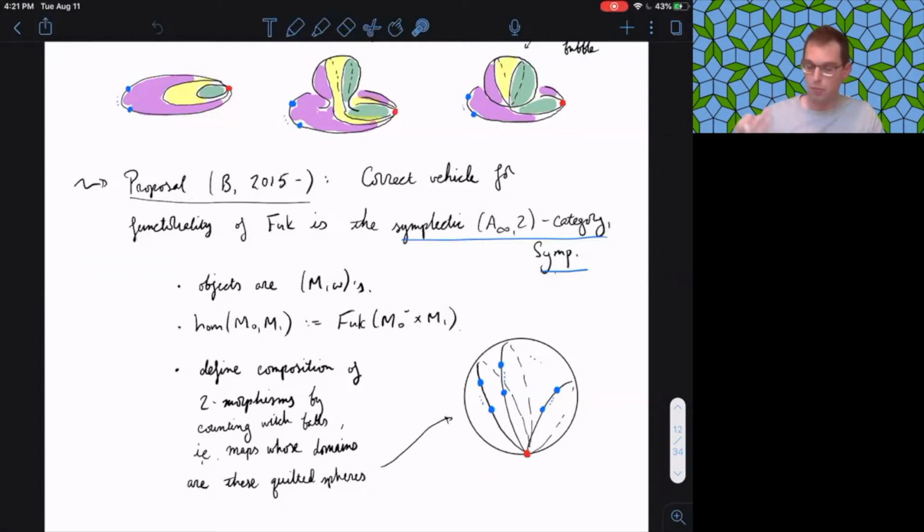Some pseudo-holomorphic maps whose domains are spheres like this one, where you have as many circles as you like, which all intersect tangentially at the South Pole. We think of the South Pole as the output mark point, and we can have as many input mark points as we like on the circles. And so these maps are called witch balls.